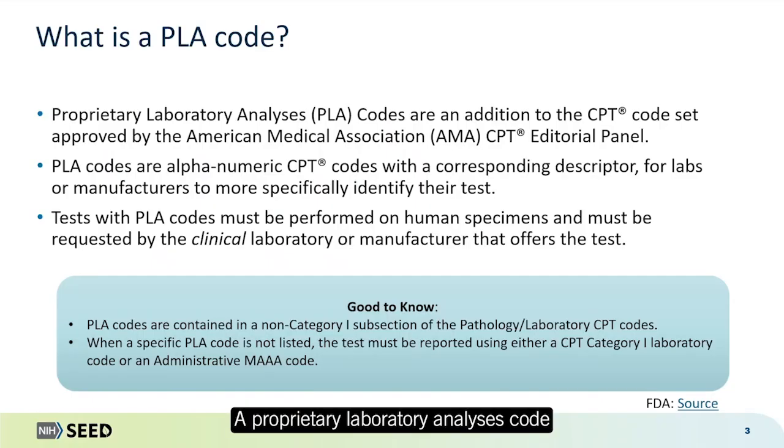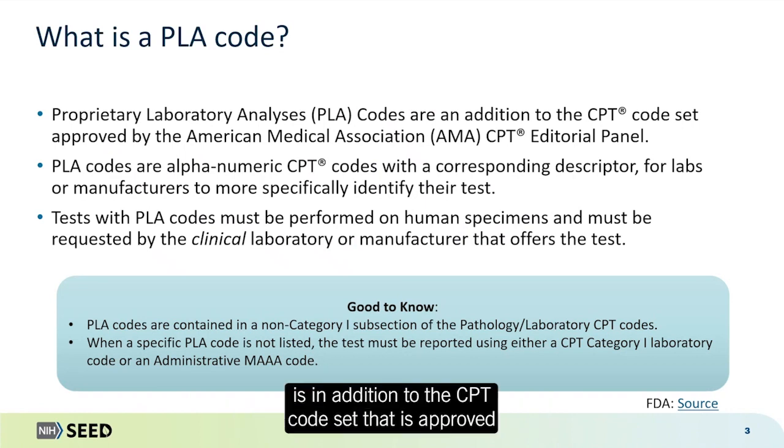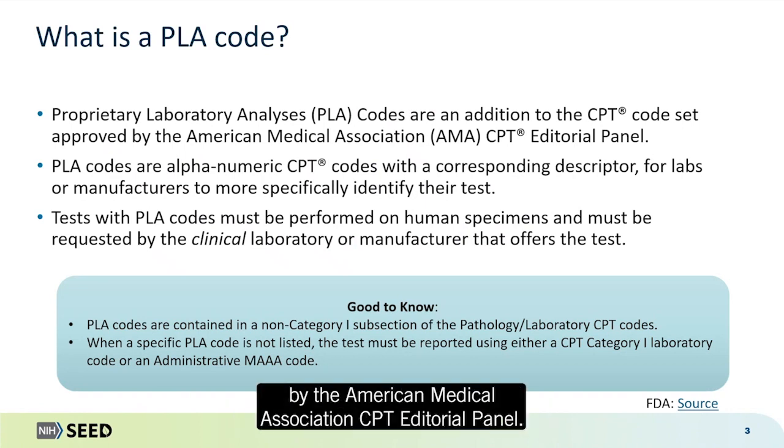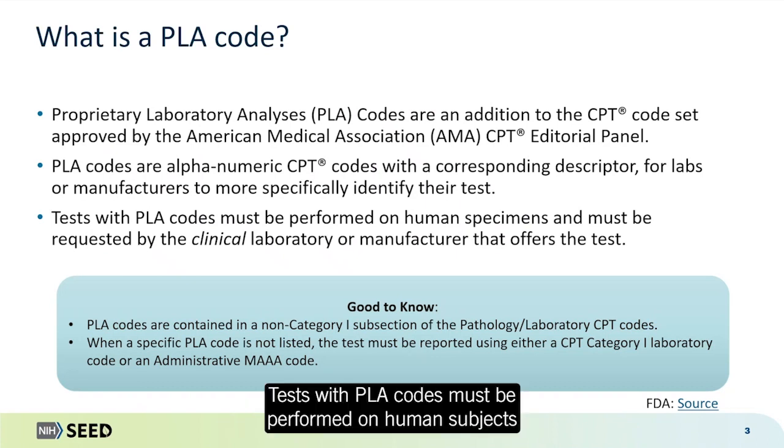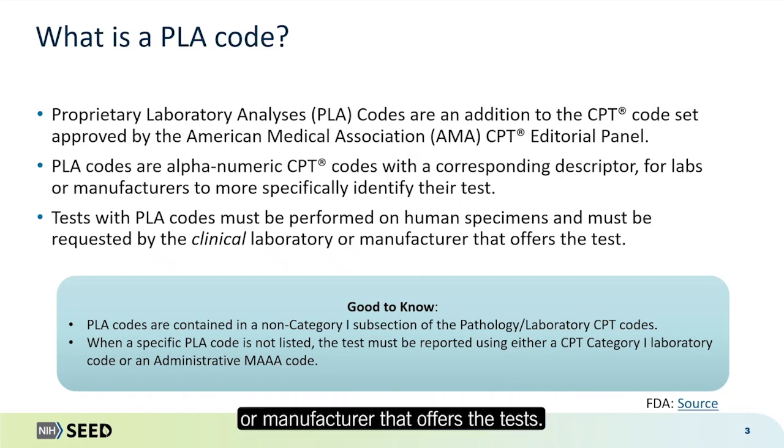A proprietary laboratory analysis code is an addition to the CPT code set that is approved by the American Medical Association CPT editorial panel. The codes are alphanumeric with corresponding descriptor for labs or manufacturers to more specifically identify their test. Tests with PLA codes must be performed on human subjects and must be requested by the clinical laboratory or manufacturer that offers the tests.